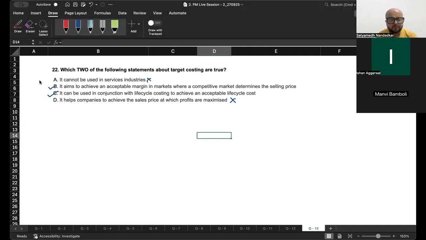What is the meaning of point C? Life cycle costing is the total cost incurred over the life cycle of the product. So if you use target costing with life cycle costing, you know that per unit cost has to be 20, and right now using life cycle costing the per unit cost is coming to be 22. So now you will have to plan in such a way that whatever element in the overall cost structure is increasing the life cycle cost, you will have to make an effort to reduce it. So target costing along with life cycle costing will help you to reduce the overall life cycle cost and bring it to an acceptable level. Okay.